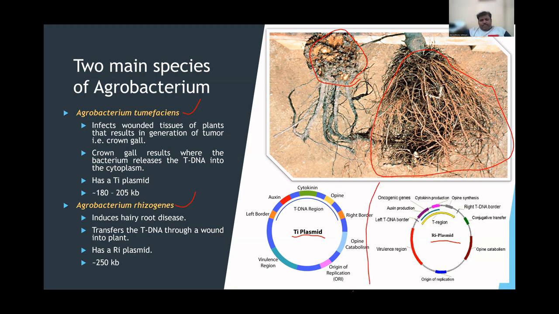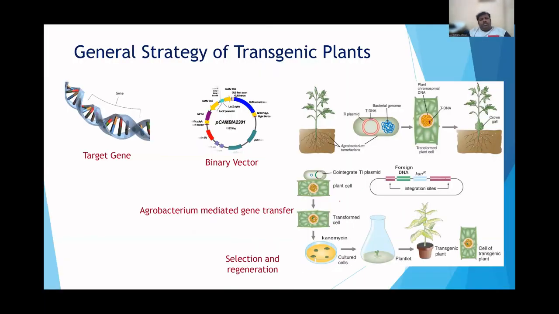Let us talk about the Ti plasmid, because we are going to use only tumefaciens to transfer our gene of interest. This is called the left border and this is called the right border of the plasmid. Whatever DNA is in between this region is called the tDNA, and this part will be integrated into the plant. There are naturally auxin, cytokinin, and opine producing genes, which we will take out, and we will insert our gene of interest to transfer it to a plant. This is the general strategy of transgenic plants.